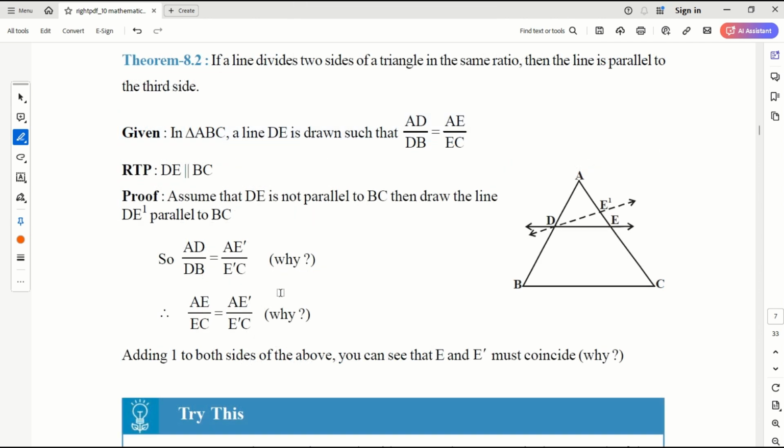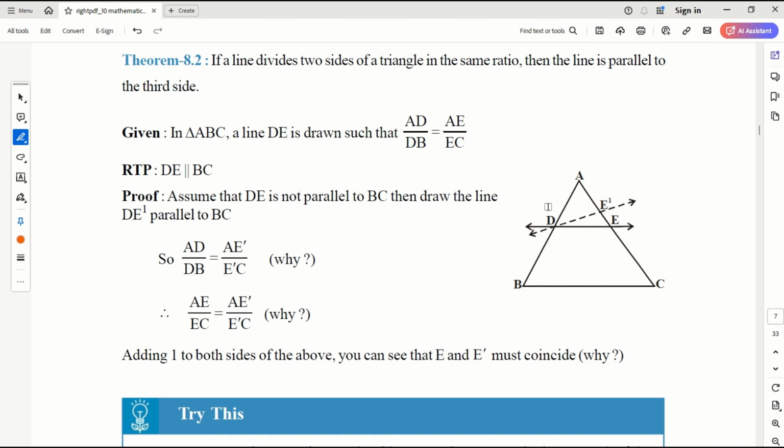Theorem 8.2. If a line divides two sides of a triangle in the same ratio, then the line is parallel to the third side. Okay, this is the reverse of the previous theorem. We are trying to prove the reverse of it, basically. So what is given is there is a line cutting the triangle ABC at D and E points on AB and AC respectively.